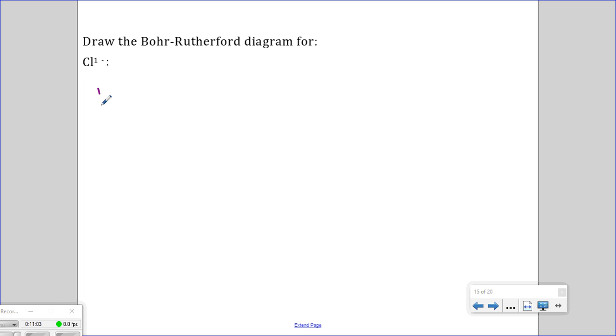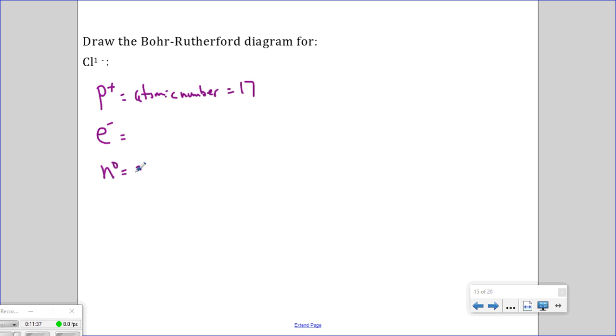So we'll have to figure out the number of protons, electrons, and neutrons. We'll do protons and neutrons first, and then we'll figure out electrons, since we're going to do that a little bit differently. So the number of protons is still going to be equal to the atomic number. That's not going to change. And in this case, the atomic number for chlorine is equal to 17. So we have a total of 17 protons for chlorine.